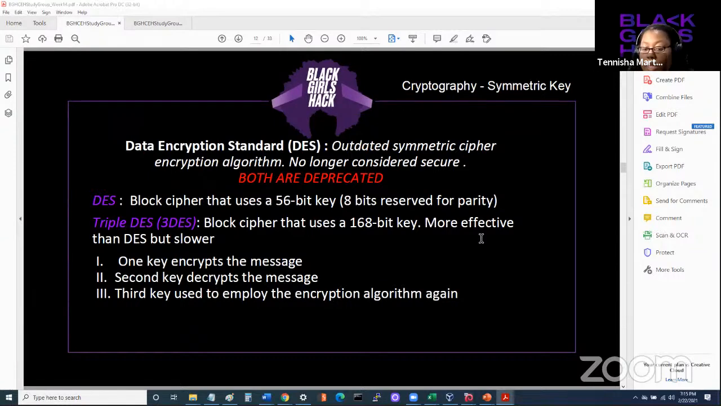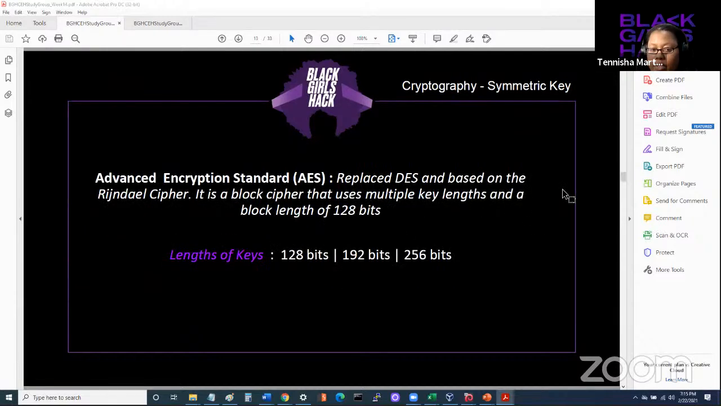So with triple DES, you have one key that encrypts the message, a second different key decrypts the message, and a third key is used to employ the encryption algorithm again. So this is said to be more secure than DES alone. You might see a question where we're saying, which one of these was a solution when DES was found to be insecure. Triple DES did come out, but actually AES was supposed to be the solution that came out afterwards. So just consider that if you see it.